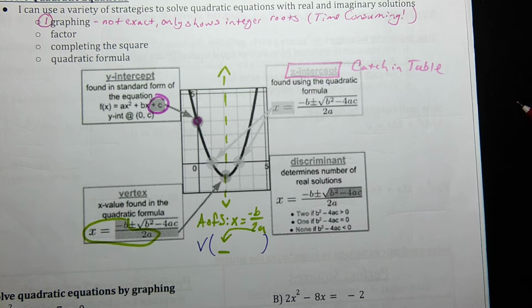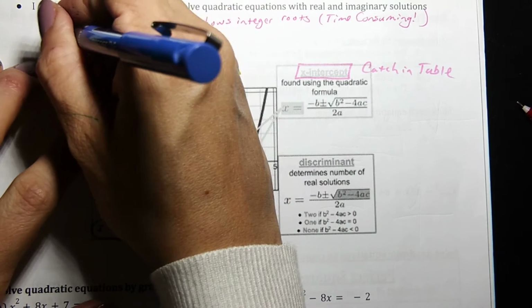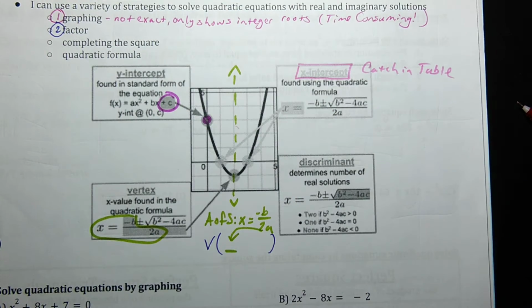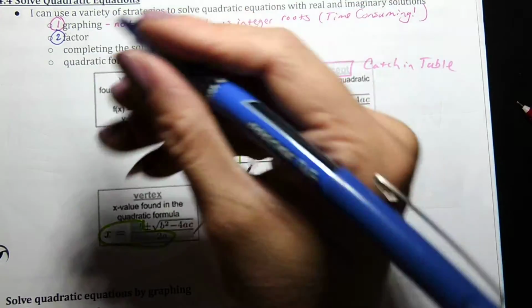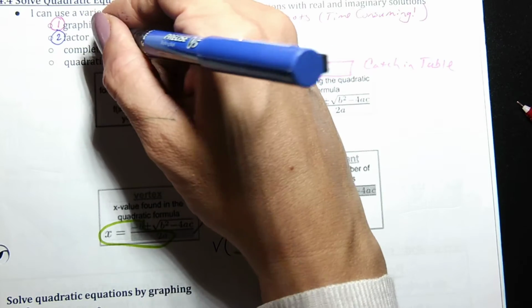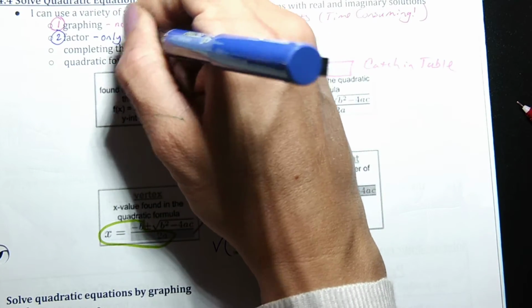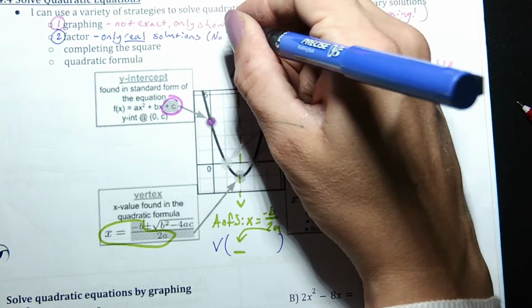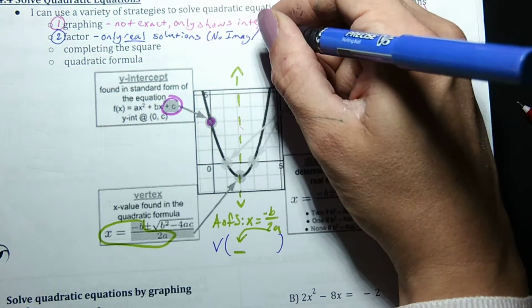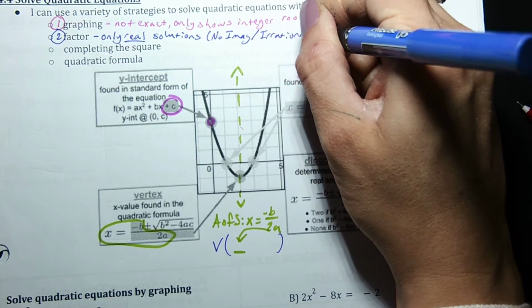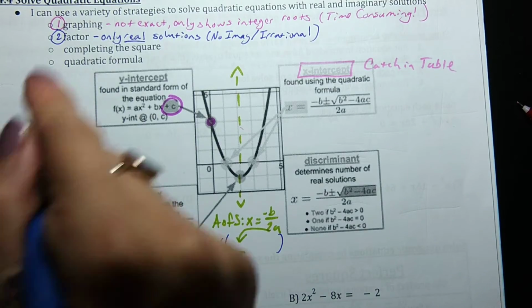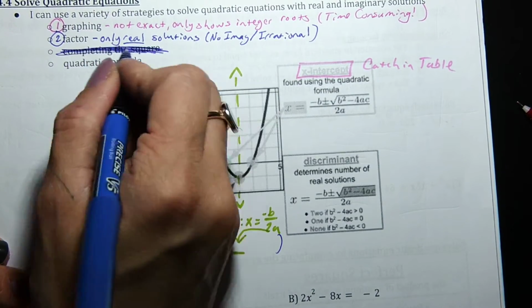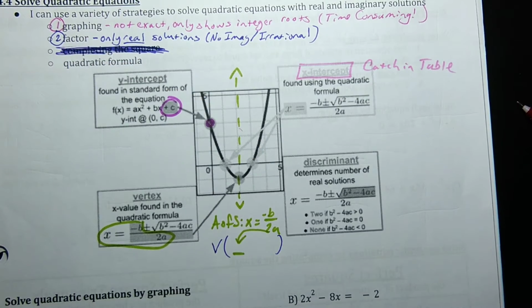Now, our second method of solving is factoring. Hopefully, after all of the activities that we did last week, you're starting to feel a bit better about factoring. The limitations that we have for factoring, though, is it only shows real solutions. So only real solutions. No imaginary nor irrational. Completing the square. We're not doing that. Total waste of time. It's such an annoying way of solving that we don't even mess around with it.